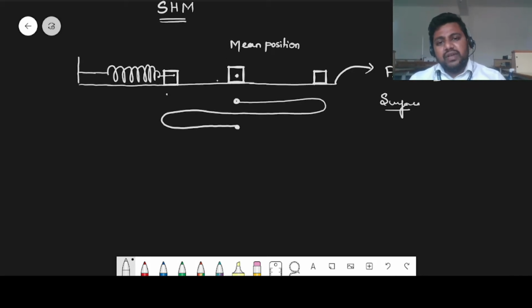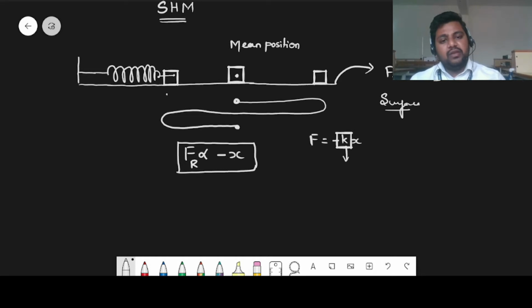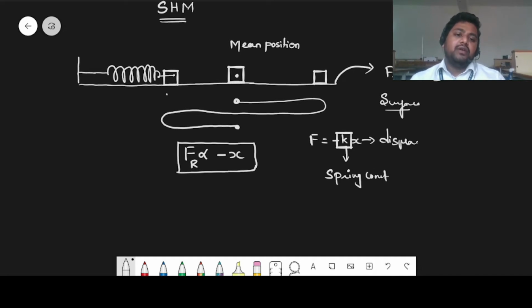The reason this is happening is that the force acting on it is always proportional to the negative of the displacement, which is the restoring force we are talking about. We know this from the general formula of Hooke's law, or spring force. Force is equal to minus kx, where k is the spring constant and x is the displacement of the particle from the mean position. As the displacement is increasing, the force is increasing. As the displacement is decreasing, the force is decreasing.